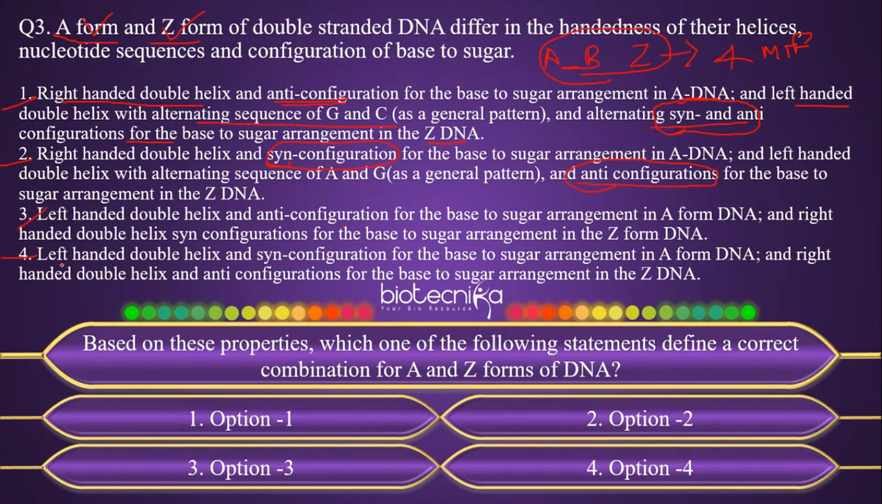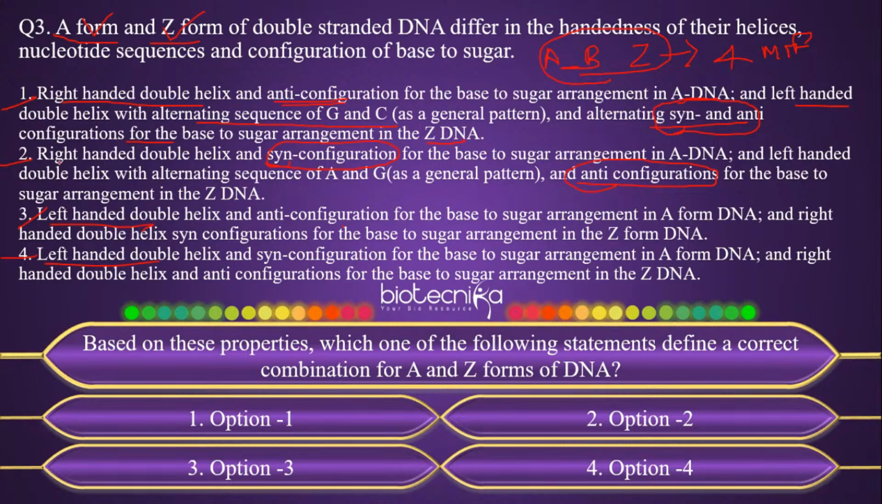Got it? Coming to third and fourth. The difference here is the first two options are right-handed helix. The last two options are left-handed helix. So first you decide which one is actually coming under A form of DNA, whether it is right or left-handed. Yes, I can see very good answers from all of you. All of you are really doing very great. And this question came in the year 2020. 4 marks question.